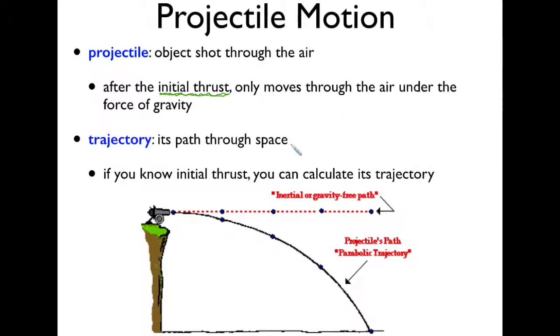The path that that projectile takes through space is known as the trajectory. So this curved line is the trajectory of this cannonball that is shot out of a cannon. It has an initial horizontal velocity, and then as it starts moving, it begins to have a vertical velocity because it's being pulled down by gravity. If you know that initial velocity, you can calculate the trajectory. You can calculate anything, and we will do that actually.